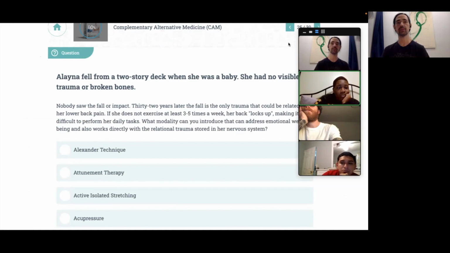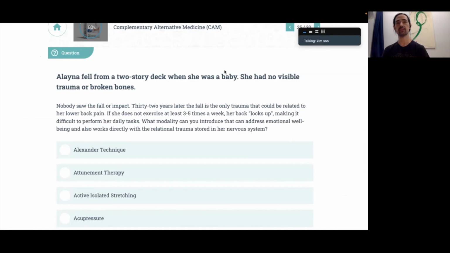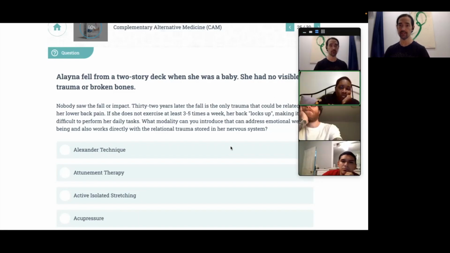Elena fell from a 2-story deck when she was a baby. She had no visible trauma or broken bones. Nobody saw the fall or impact. 32 years later, the fall is the only trauma that could be related to her lower back pain. If she does not exercise at least 3 to 5 times a week, her back locks up, making it difficult to perform her daily tasks. What modality can you introduce that can address emotional well-being and also works directly with the relational trauma stored in her nervous system? Alexander technique, attunement therapy, active isolated stretching, or acupressure?